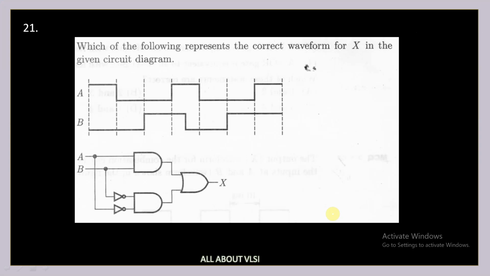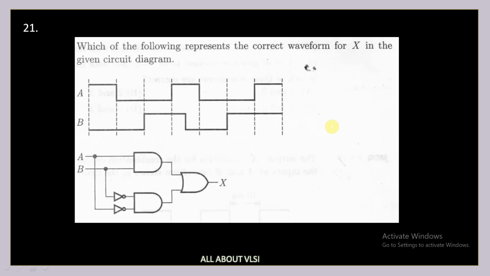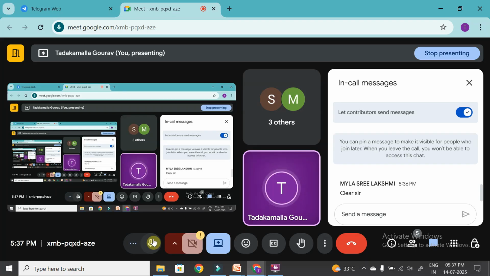Which of the following represents the correct waveform for X in the given circuit diagram? The waveforms are this one. Okay. So no need of options. Just try to solve this. You will get the answer. What is the output expression we are getting? What is the value of X we are getting? Can anyone tell me? What is the value of X we are getting?